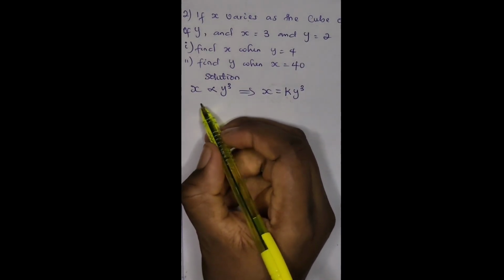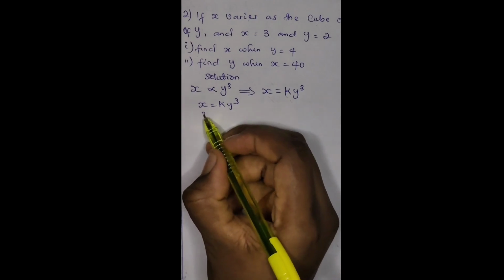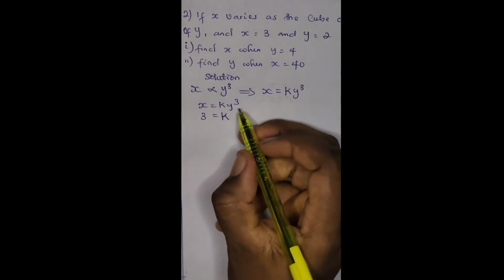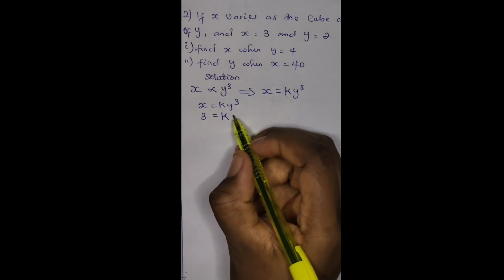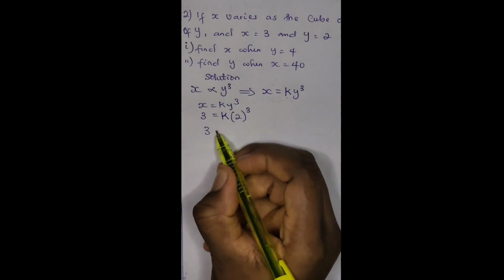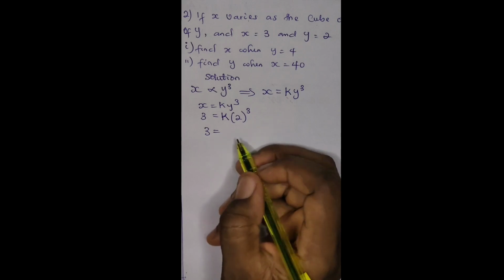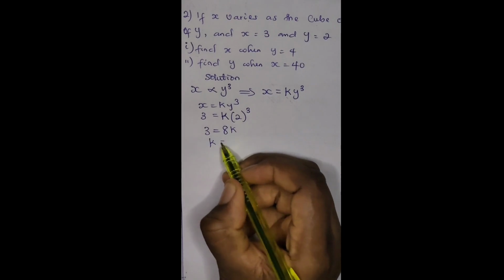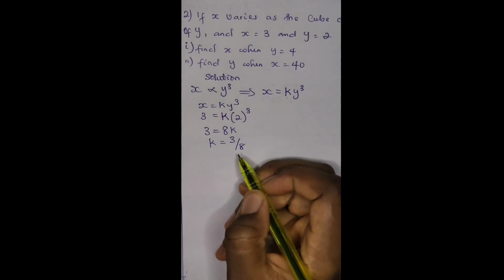So where x is what? x equal to ky cube. So our x is 3. We are looking for the constant, remember, which is k, and we have y equal to 2. This will now give us 3 equal to k times 2 raised to the power of 3. That is 2 times 2 times 2, which is 8. So we have 8k, and dividing by the coefficient of k, we have k equal to 3 over 8.